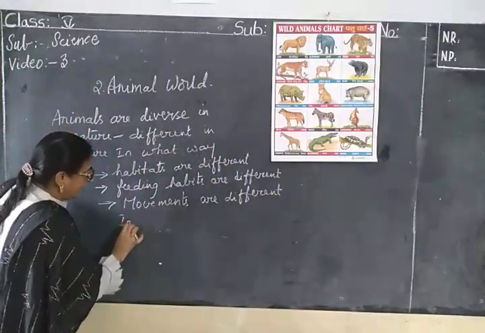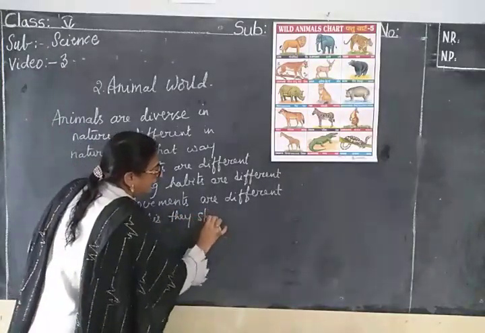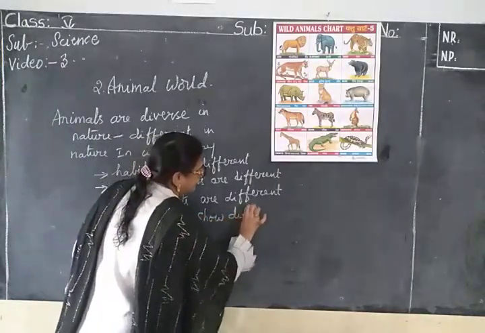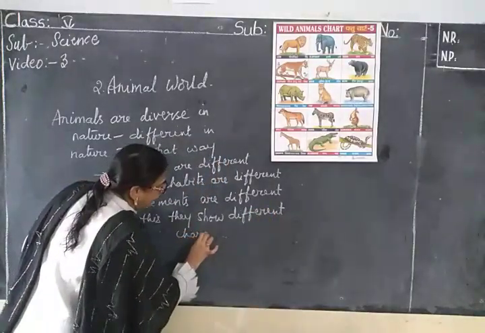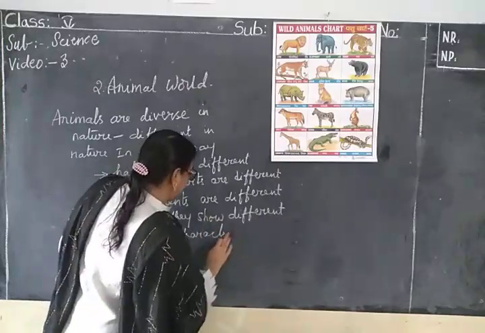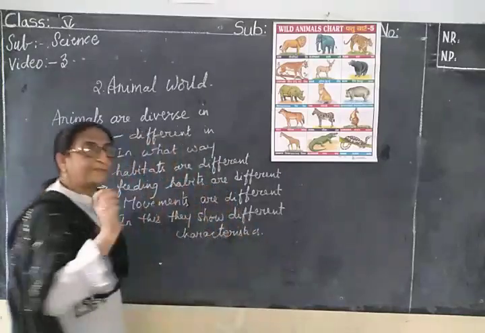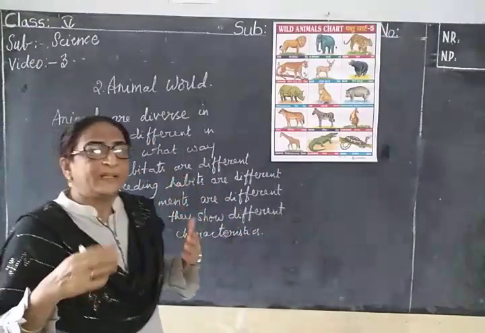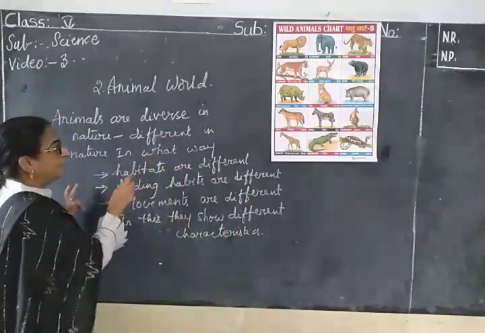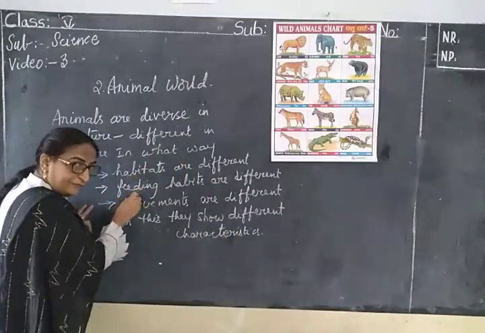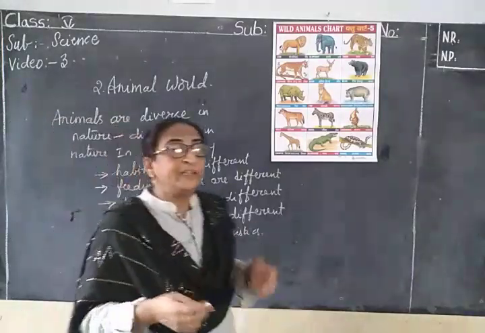So you find animals everywhere on the earth, but they are different in nature, diverse in nature. In what way they are diverse? They have different habitats, they have different feeding habits, their movements are different. In this way, they show different characteristics.